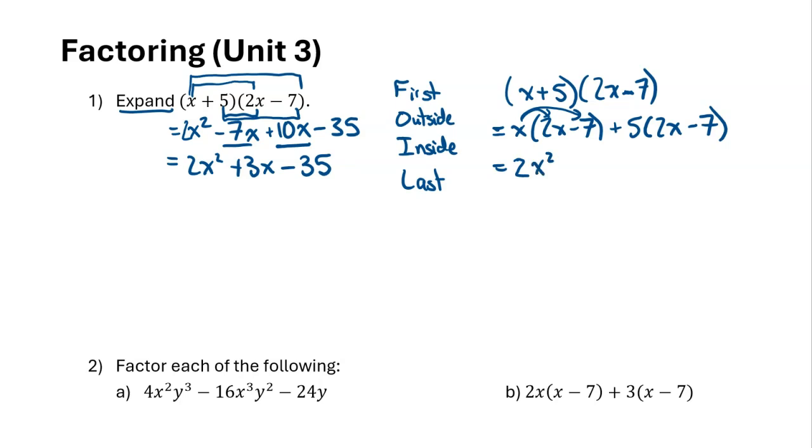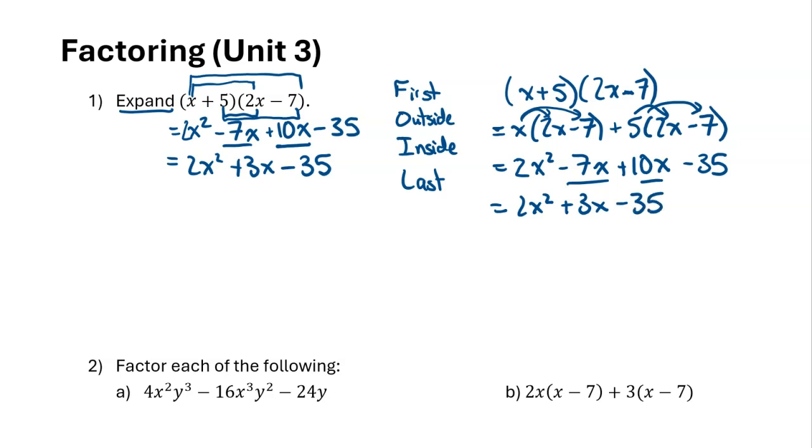Now we're going to use the distributive property to multiply x times 2x and x times negative 7. That gives us 2x squared minus 7x. And then the distributive property again, 5 times 2x gives us 10x, and 5 times negative 7 gives me negative 35. Again, collecting the like terms in the middle, we get 2x squared plus 3x minus 35, the same answer that we got on the left. So whether you use FOIL or you just go ahead and multiply every term in the first set of brackets by every term in the second set of brackets, you get the same result.